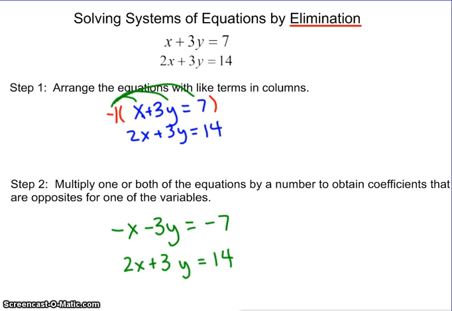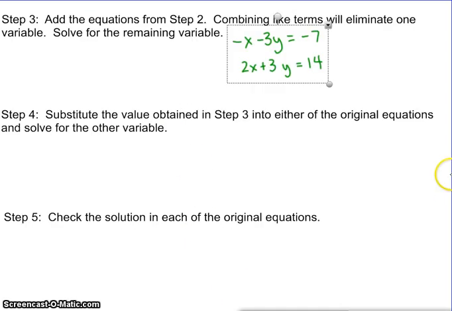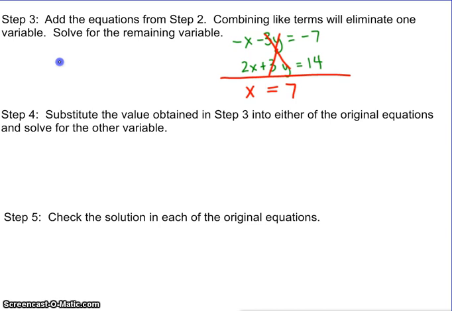So now that I have it all set up, step 3 says to add the 2. So what I'm going to do is add -x plus a 2x gives me a positive 1x. -3y plus a 3y results in a 0y. And then I have the equal sign, so bring that down. And then -7 plus 14 is a positive 7. So we are going to get x equals 7. Now, sometimes we'll have to solve for x, but in this case, we were left with a 1x, so we didn't need to worry about it at all.